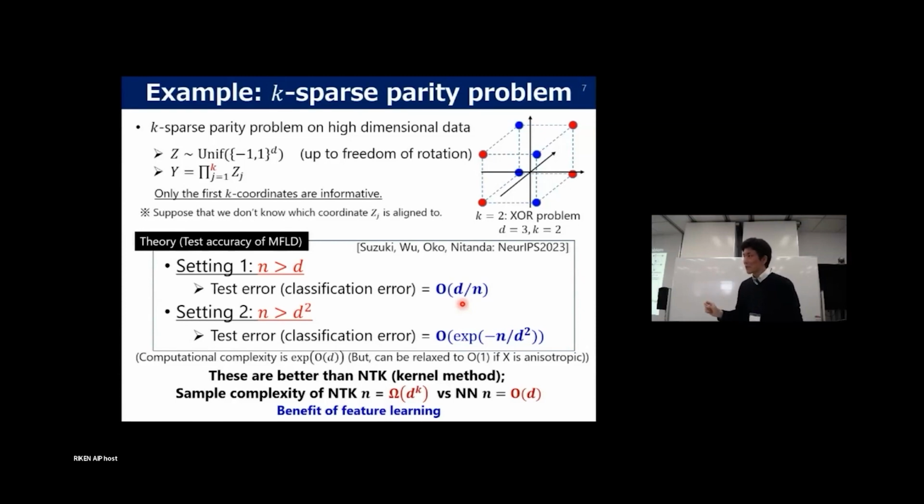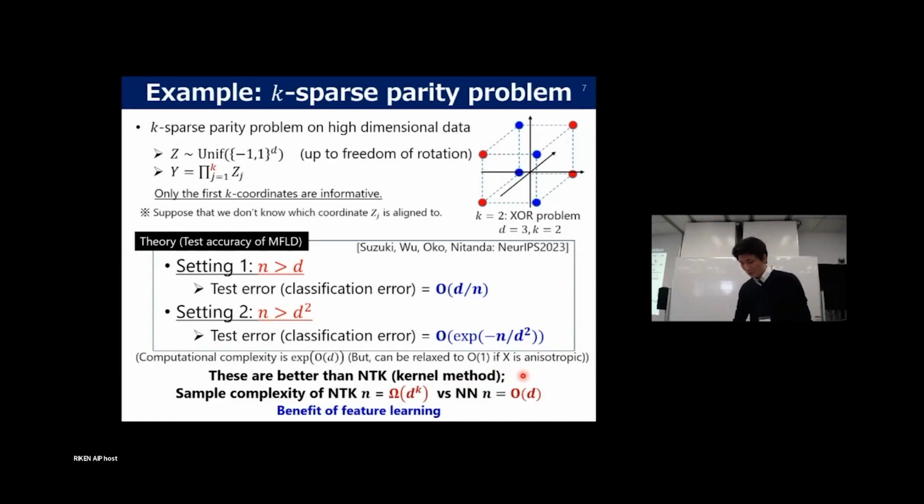However, if you use the kernel method, which cannot perform feature learning, you should pay d to the power of k sample complexity. If you compare the sample complexity between the kernel method and the neural network, you see a significant difference. For the neural network, you only need order d sample complexity, but for the kernel method, you should pay d to the k, exponentially large sample complexity. This is because of the feature learning ability of the neural network. We are considering the mean-field neural network, so we can do this kind of thing.